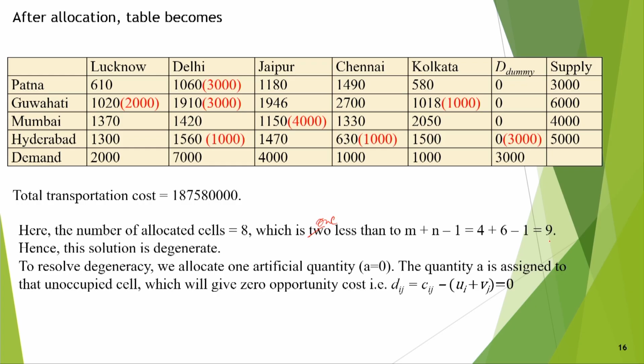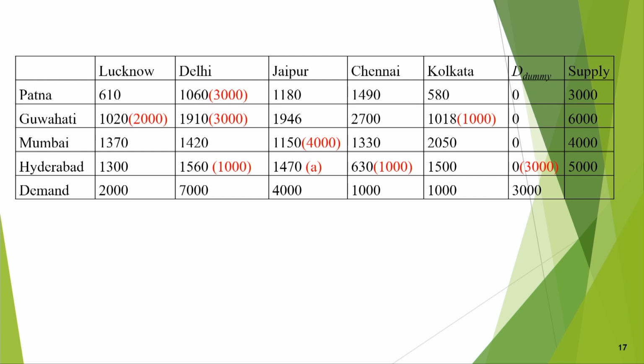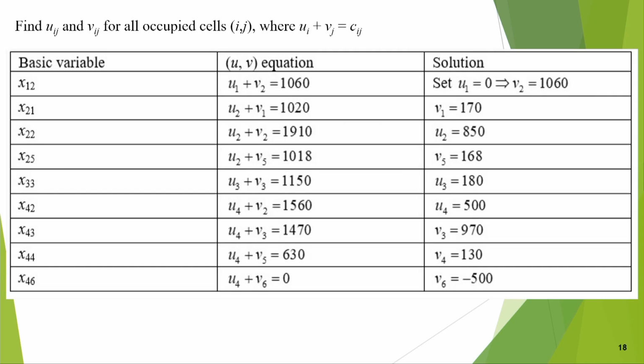Since this solution is degenerate, to resolve degeneracy one artificial quantity has to be put somewhere. The quantity A is assigned to the unoccupied cell which will give 0 opportunity cost, and therefore here I have written like this. Either you do that, or in the process itself you should not have emptied two cells together. In one you would have written A. Then this has become this type of allocation.